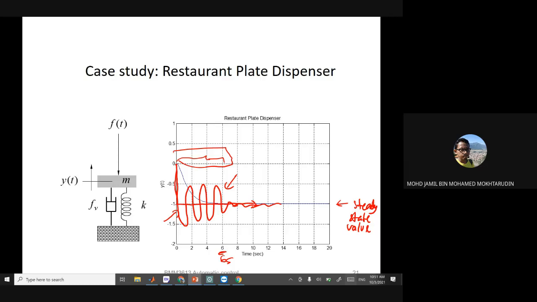But if you don't want the system to vibrate, then you need to take some time for it to reach the steady state value. So if you don't want the system to vibrate, then the system will perform very slowly. So there is a pros and cons. If you want it to be faster, then the system will vibrate. If you don't want the system to vibrate, then the system must perform slowly.